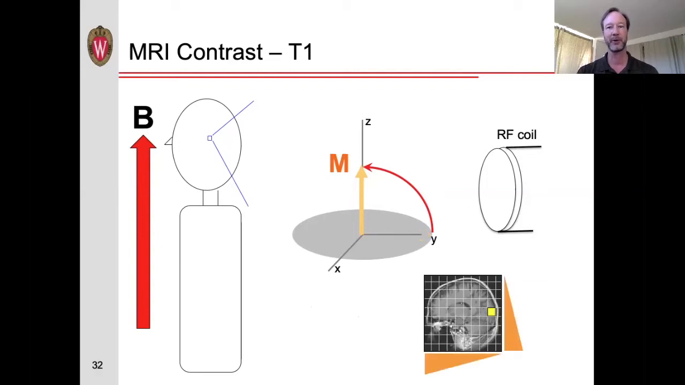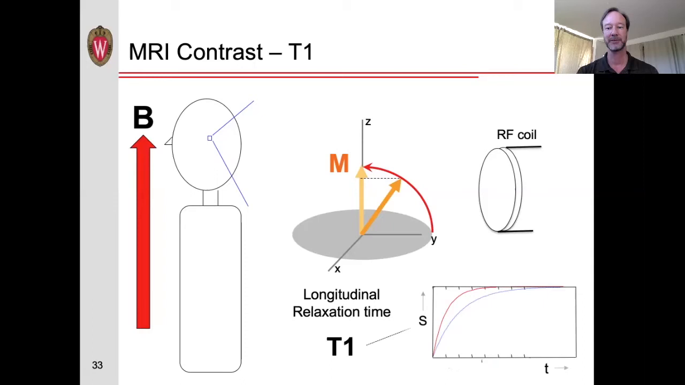Now, in order to encode all of the spatial information in the image, we have to repeat this process many times, exciting the spins and then allowing them to relax for a brief period. If we wait only a short time before exciting the spins, as shown here, they will not have recovered their complete longitudinal magnetization, as shown here. As a result, we see more signal from spins that have recovered faster. That is, tissues with a shorter T1 will appear brighter.